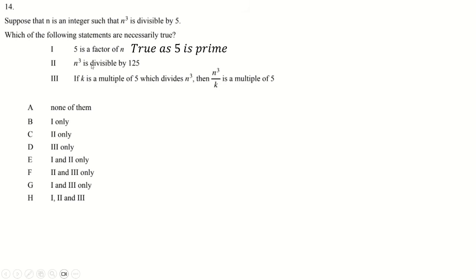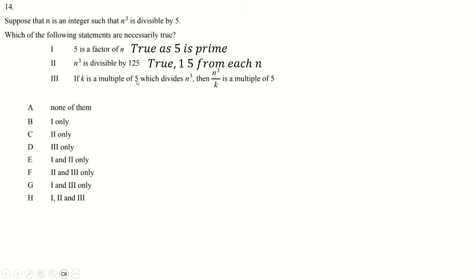So this is true. N cubed is divisible by 125. This is also true because, as I was just saying, n has to have a factor of 5 in it. But then when you times 3 of them together, that gives you at least 3 5s, which make 125. So it must be divisible by 125.